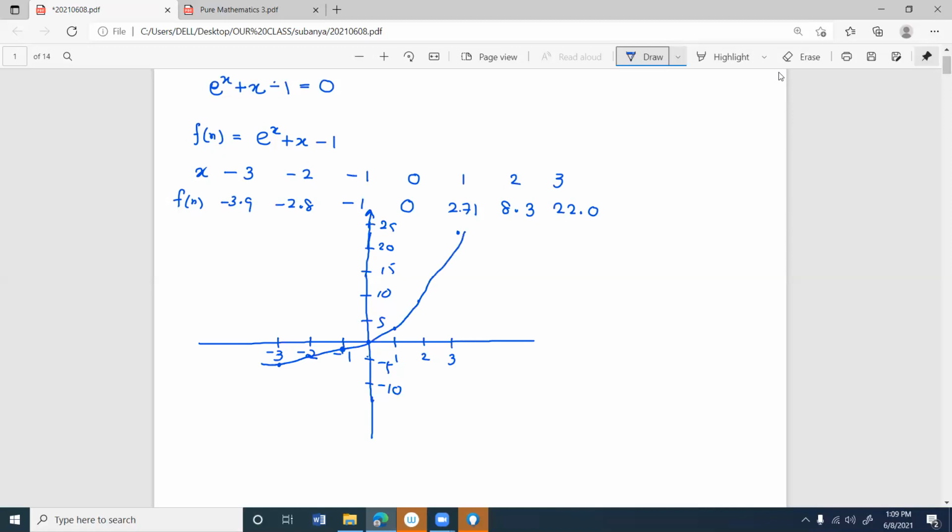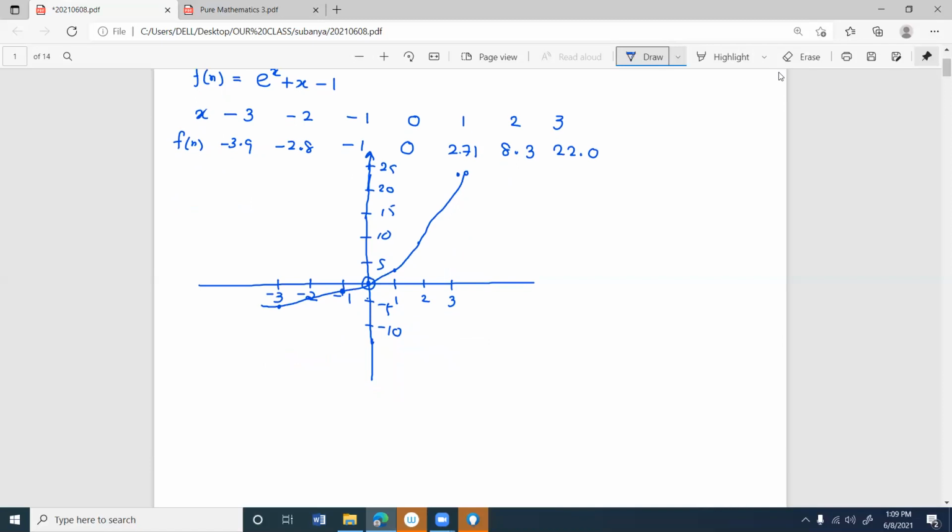Obviously, we get a solution over here. We can see at this point, this is the solution for this equation. We get only one solution. That solution is how much? You can say x equals 0 is the one solution for f(x). That is the point where it meets the x-axis, the point where it satisfies the equation f(x) equals 0. Understood the concept?